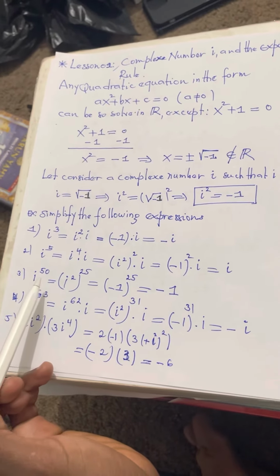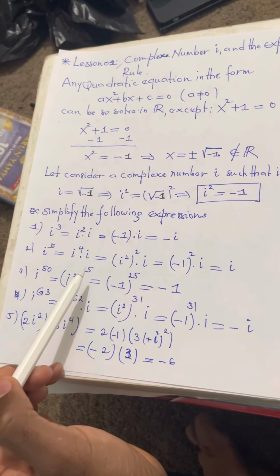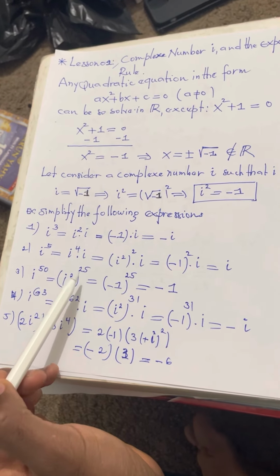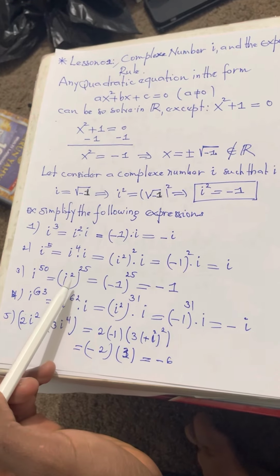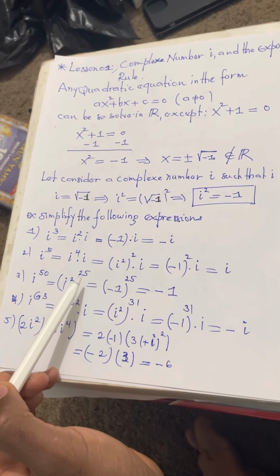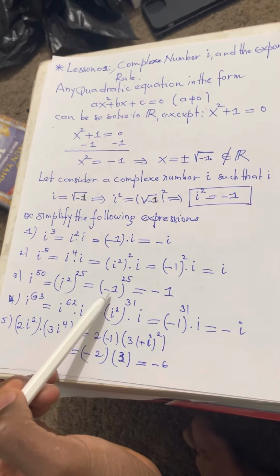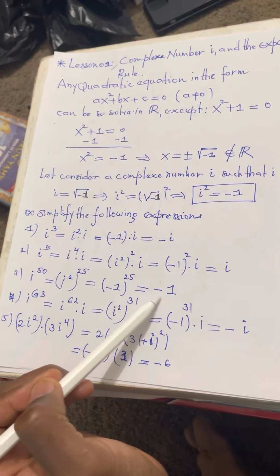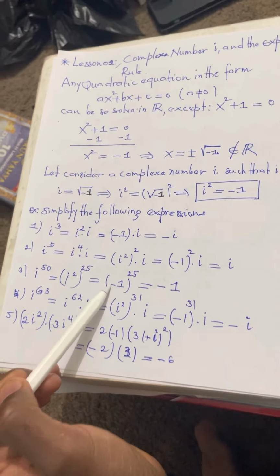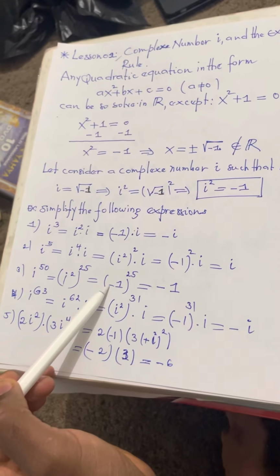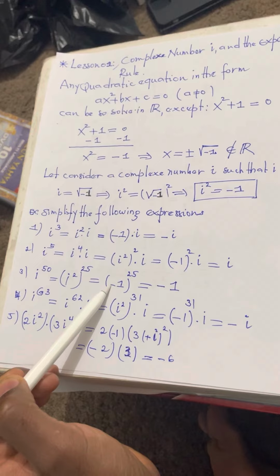What about i to the 50? We can divide the 50 by 2. 50 divided by 2 is 25. So I can have i squared to the power 25. Since i squared equals minus 1, minus 1 to the power 25 equals minus 1, meaning that you multiply negative 1 by itself 25 times.